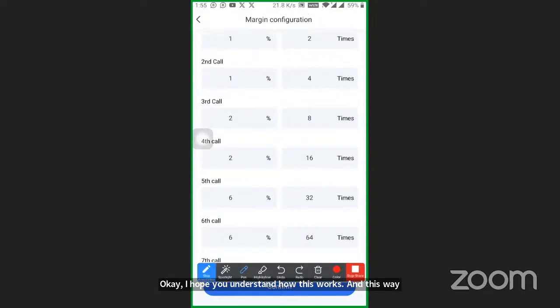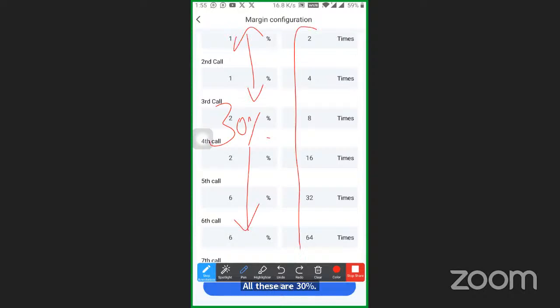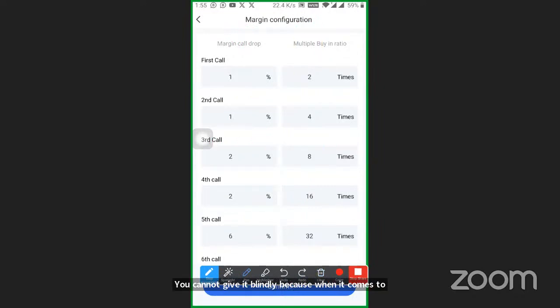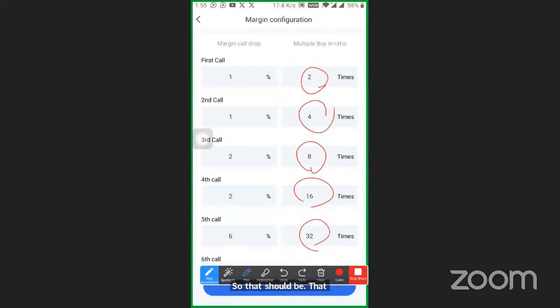And this way you are preparing your robot to cover at least 30% on the left side. All these add up to 30%. And you have to calculate your capital and give the proper settings here that should match your capital. You cannot give it blindly, because when it comes to buying, it will go and look inside your spot wallet to see how much BTC you have in your exchange. So that should match with these figures. Okay, so you have to be very careful with this. You don't want RoyalQ to give you an abnormal operation because you have insufficient balance in your exchange.